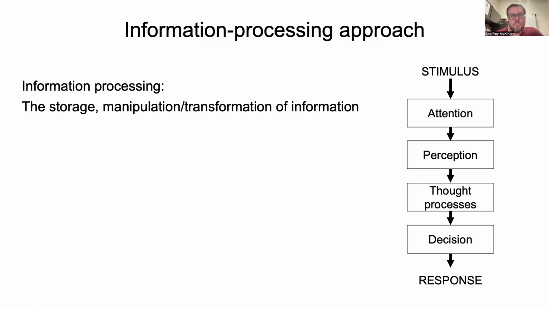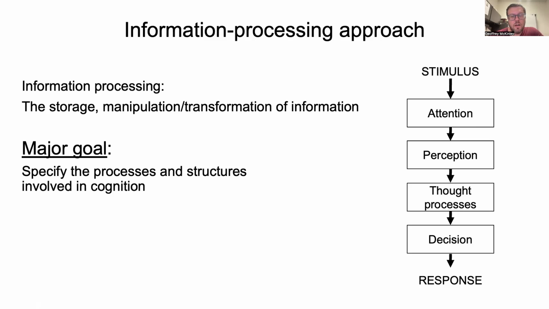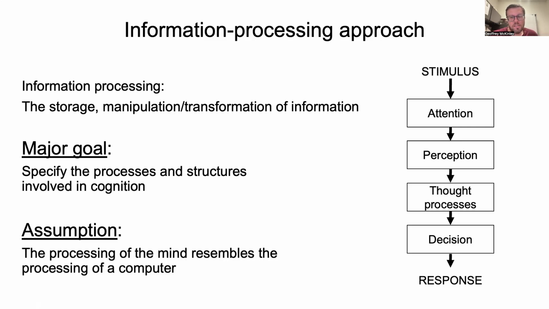And so the major goal of cognitive psychology is to specify or identify the processes and structures that are involved in cognition, right? So how does attention work? What is attention? What is perception? What other thought processes are involved? What does the decision-making process look like? And again, the assumption here is that the processing of the mind resembles the processing of a computer, at least to some extent. Now, this doesn't mean that we're made of silicon, but the idea is that there is some analogous resemblance according to this approach.